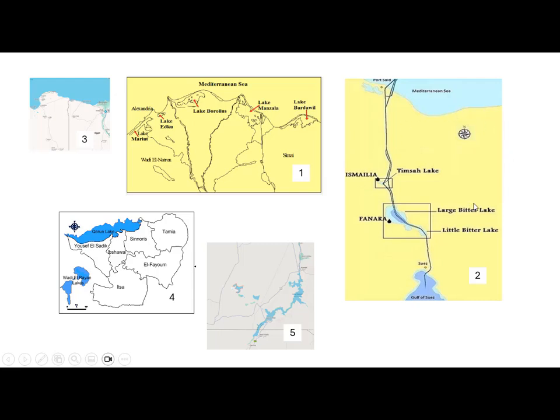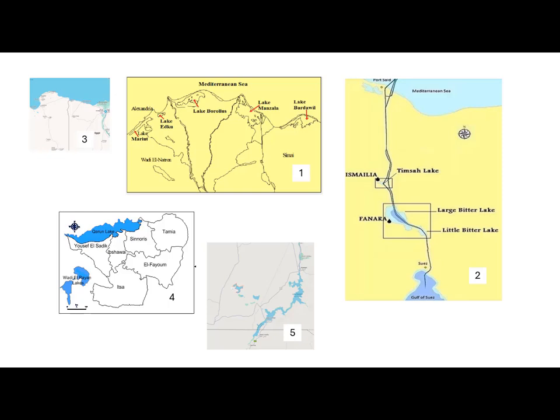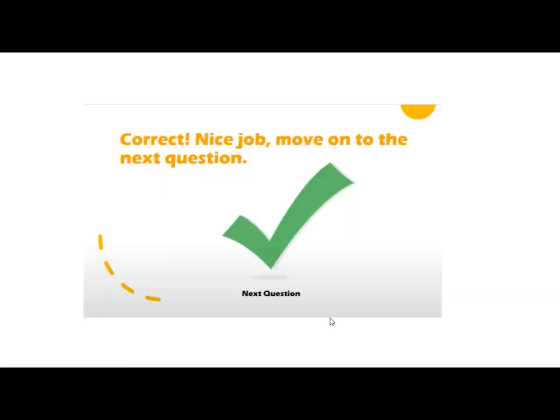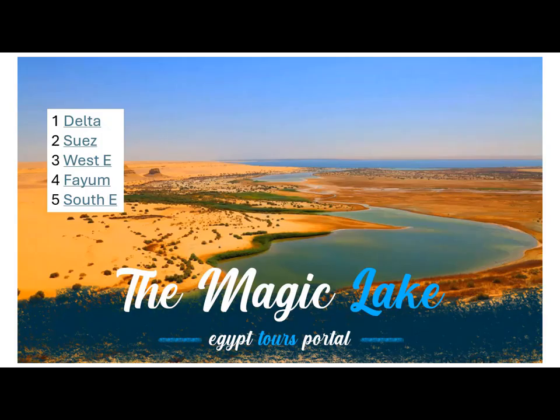This is the Delta, this is Suez, this is South Egypt, and this is Delta. This is Karun Lake, and I called this Delta 1, Suez 2, 3 West Egypt, 4 Fayoum, and 5 South Egypt, and I put the numbers 1, 2, 3 up to 5 on the maps for clearer definition of the 5 regions. Therefore this is the definition of the correct slide and the wrong slide, as we did before.